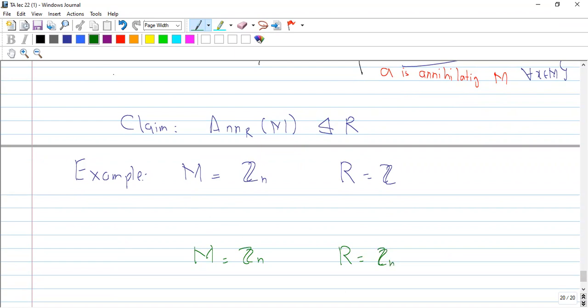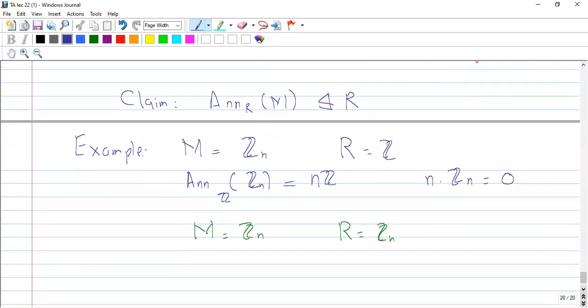Now in this case, class, what do you think? What is the annihilator? Yes, of Zn in Z, because किसी भी n को मैं multiply करवाऊंगा whole Zn के साथ, it is equal to nZ. Why? Because n को मैं जब भी Zn के साथ multiply कराऊंगा या n के किसी भी multiple को Zn के साथ multiply कराऊंगा तो आंसर क्या आएगा? 0 आएगा.